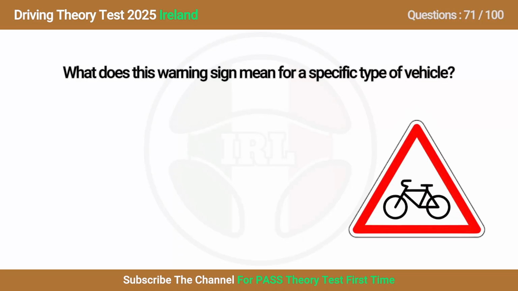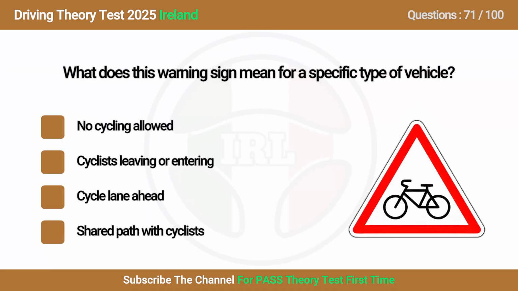Question 71. What does this warning sign mean for a specific type of vehicle? A. No cycling allowed. B. Cyclists leaving or entering. C. Cycle lane ahead. D. Shared path with cyclists.